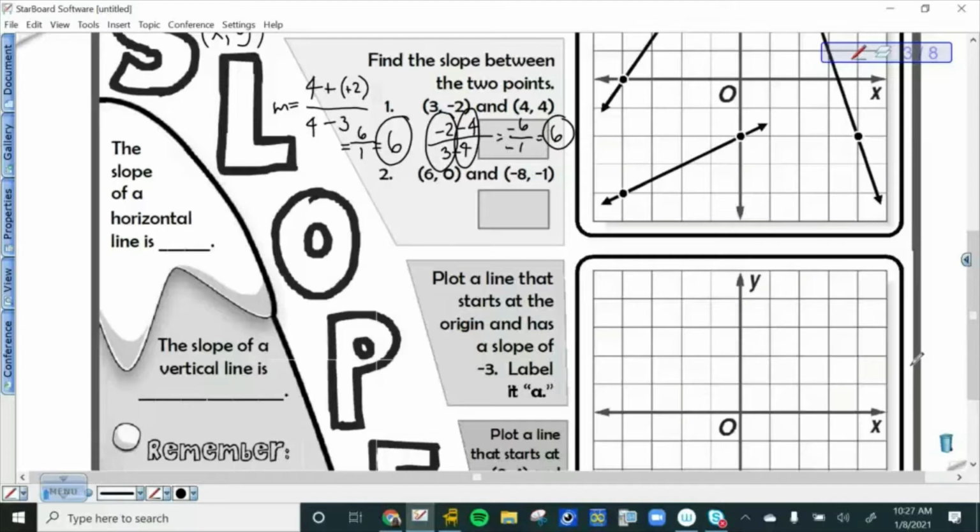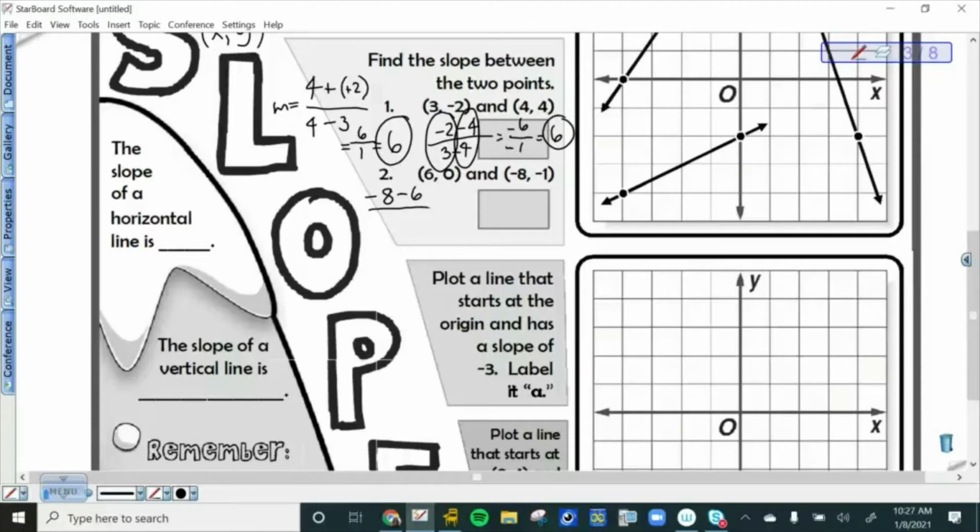So the sign might change, but it will all work out in the end. So which do you want to do? 6 minus -8 or -8 minus 6? Okay, so we've got -8 minus 6. That's our vertical change. That's our rise. That's in my numerator. What's in my denominator? What are my y coordinates? 0 and -1. 0 and -1.